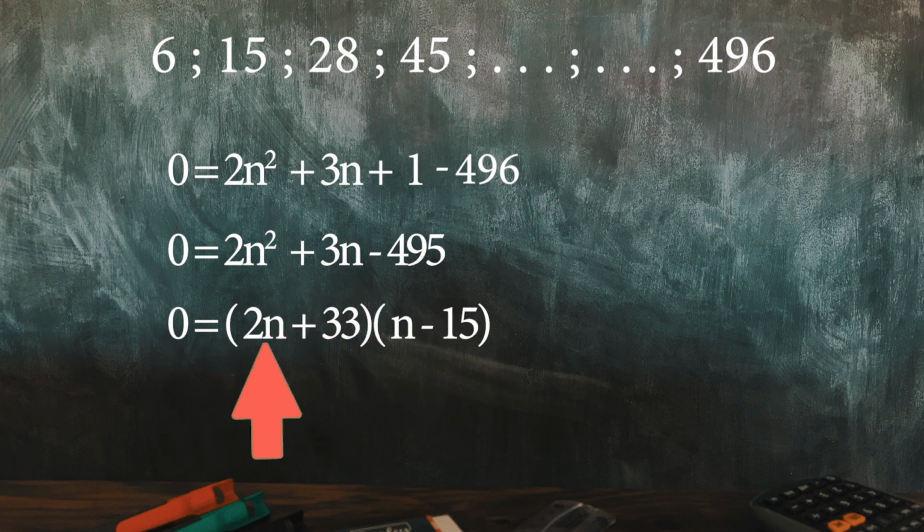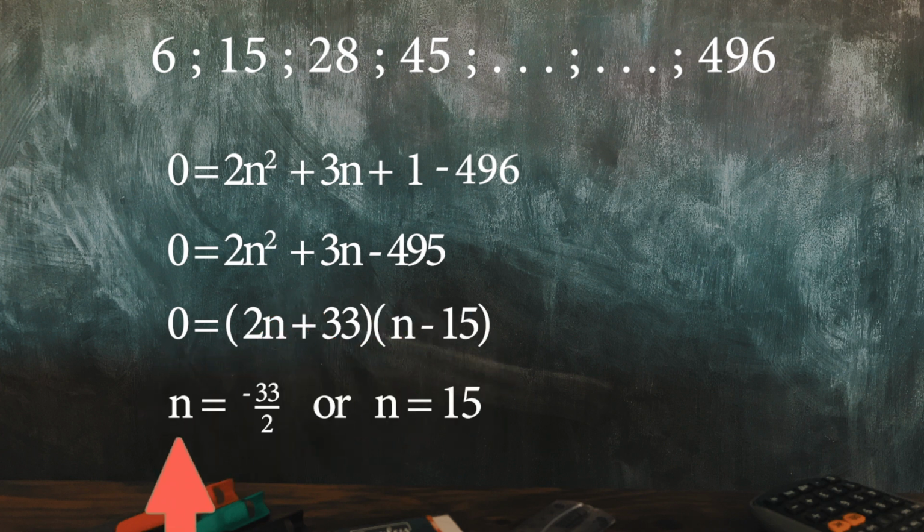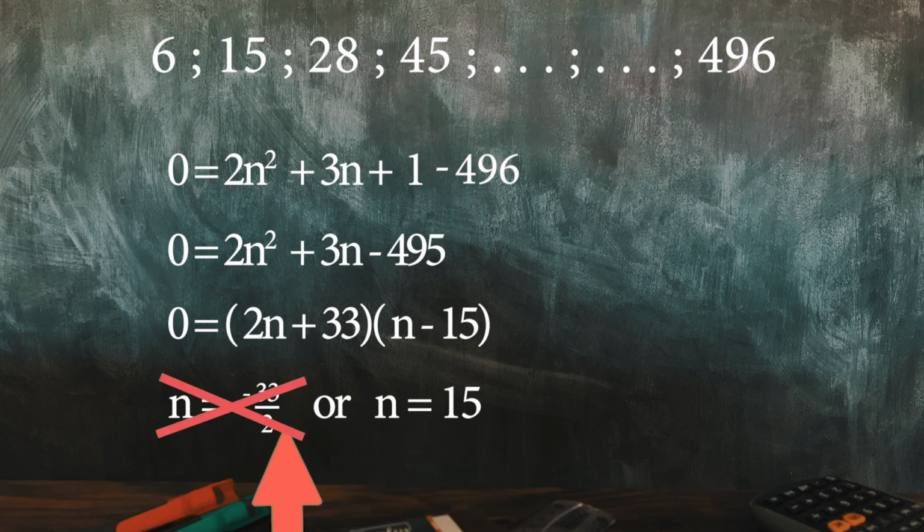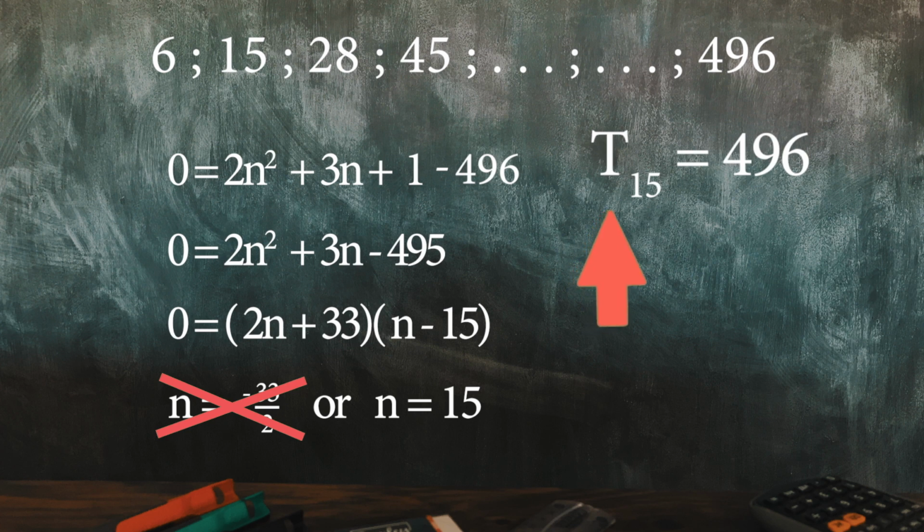Now, this is a zero product rule, so n is equal to minus 33 over 2, or n is equal to 15. Well, n can never be a negative value because n is always an element of natural numbers. So n is equal to 15. That means that this 496 is the 15th number in this series. And we can write it as T15 is equal to 496.